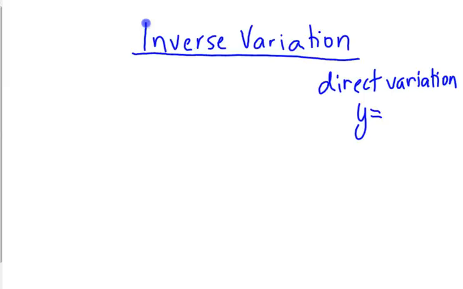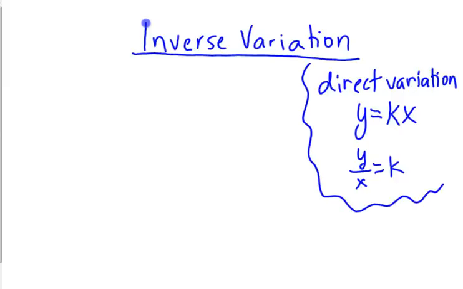Y equals, now that's our slope-intercept form. For direct variation, it's what? Y equals kx. And we said sometimes we see it as y divided by x equals k. And that's direct variation. But today we're going to look at inverse variation. This is just something to remember.